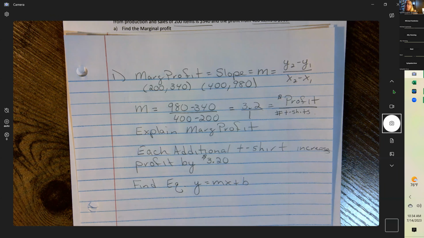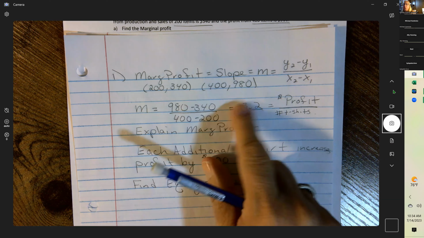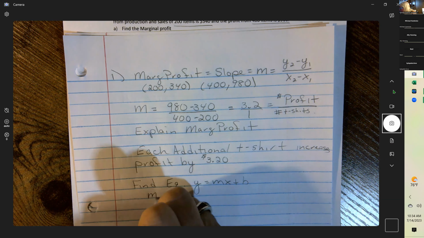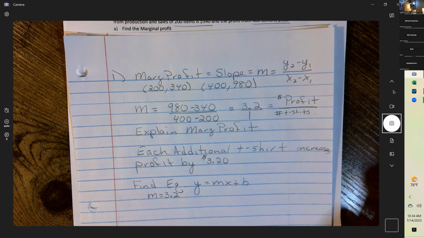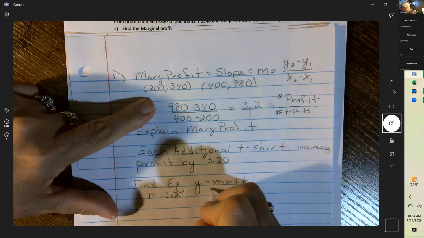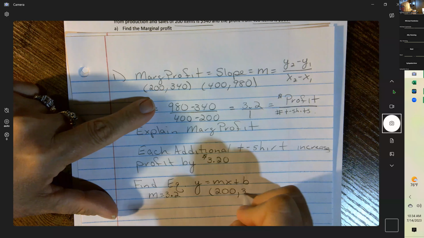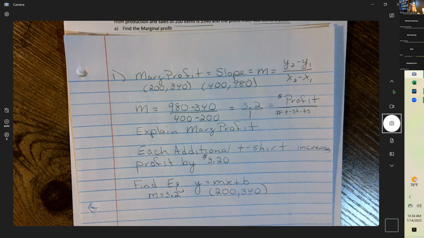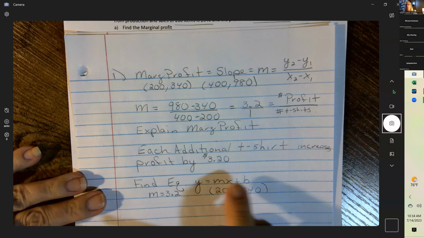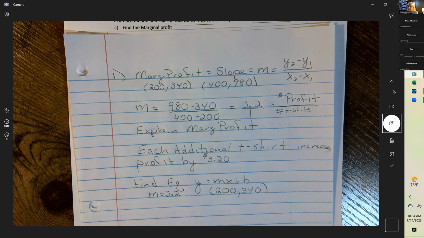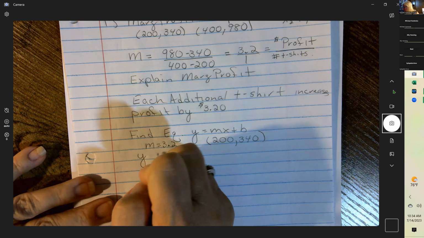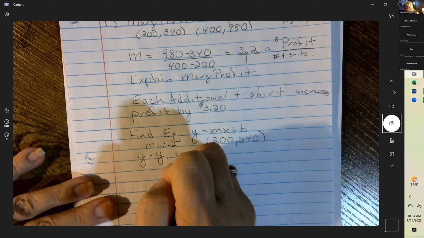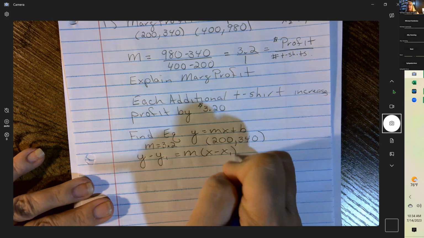The second part said to find the equation. To find the equation, you use your slope and either one of the 2 points. I'd probably use this one because it's smaller, but you can use either one and you'll get the same answer. You could plug these into this equation, solve for B, and then go back in and plug in again. I prefer the point slope formula: Y minus Y1 equals M times X minus X1. And I plug into this.